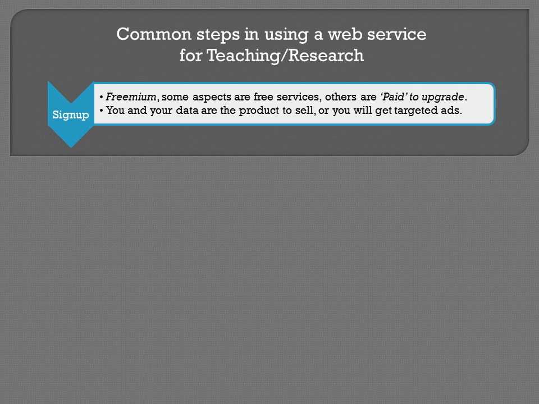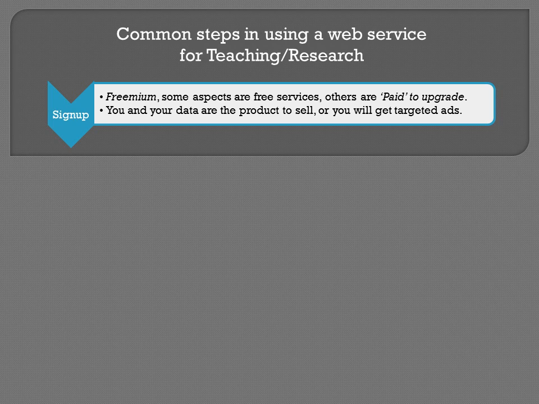So a lot of these services operate under the freemium model, which means that some or all aspects of them are free. A good example is Gmail. So Gmail is a totally free service. It's very, very useful, but they're collecting data based on your emails, on your clicks, and they're also showing you ads wherever there's free space on the page.